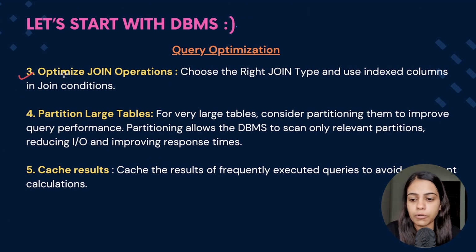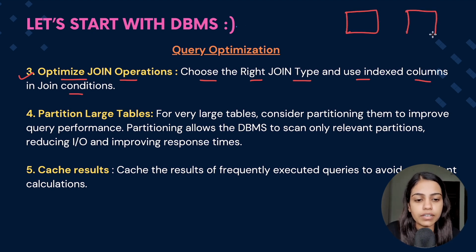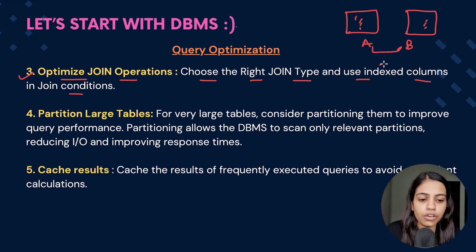Now coming to the third point, that is optimize join operations. Choose the right join type and use indexed columns in the join condition. Now what is join? Basically in join, consider there are two tables A and B and I want some details from table A as well as table B. I'll perform a join operation between them on the basis of a common attribute which is common between both the tables.